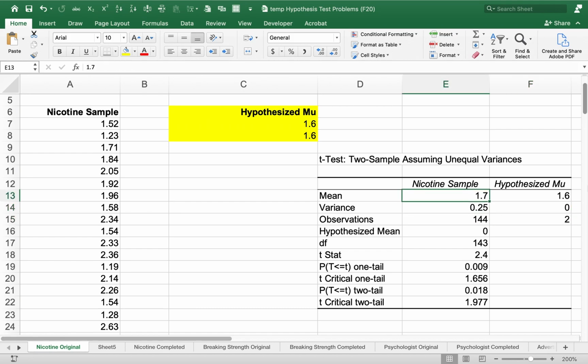But here's the important part. This guy here is x bar. So in the mean column here, you've got your x bar value. And then, of course, this guy right here is your mu naught. This is your variance. That's actually s squared. Okay, so 0.5 squared gives you 0.25. And then here's our n, 144.